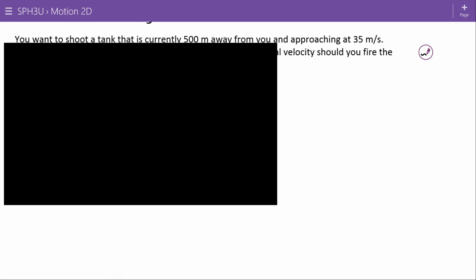You have an artillery gun angled at 40 degrees above the horizontal, so that's a 40. And you want to know what initial velocity you should fire it at so that the projectile will come up and come back down and hit our little tank. The tank is moving towards you at 35 meters per second.